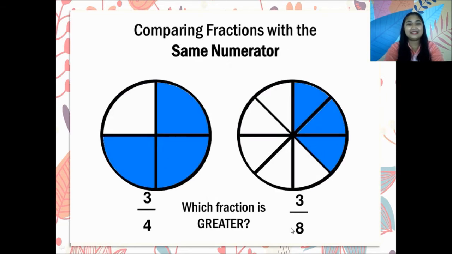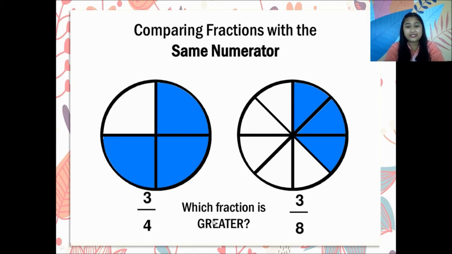Alright? Next, comparing fractions with the same numerator. So this diagram, the numerator here is 1, 2, 3. And the denominator, of course, is 4. So the fraction is 3 over 4. Alright? And the other diagram, 1, 2, 3, 4, 5, 6, 7, 8. So the denominator here is 8 and the shaded part is 3. Okay? Now, if you observe the two diagrams, of course, you can see already which of these two fractions is greater. Of course, the first diagram. But let's find out using their fractions.